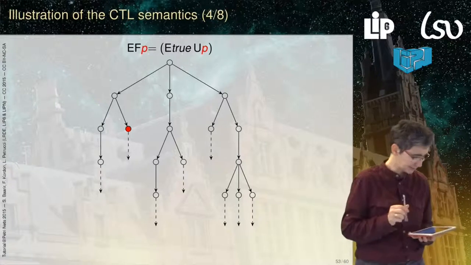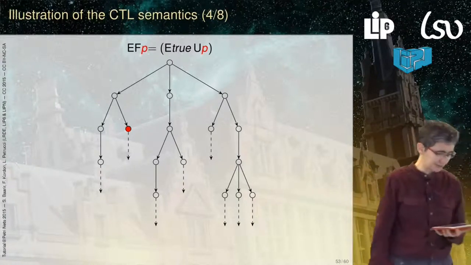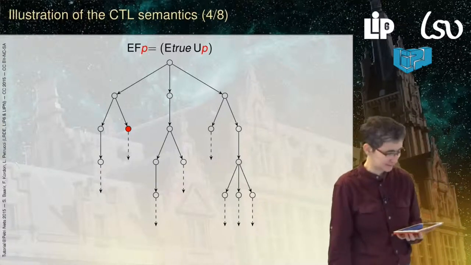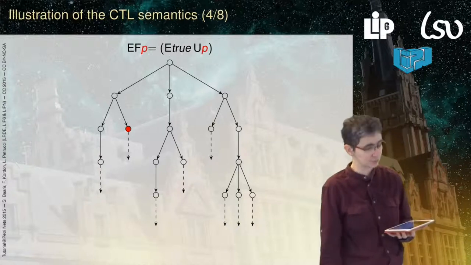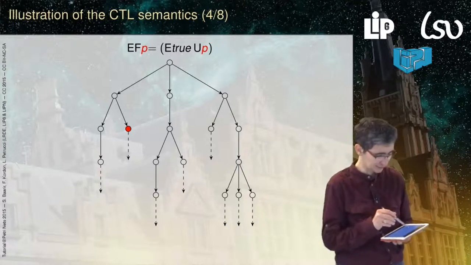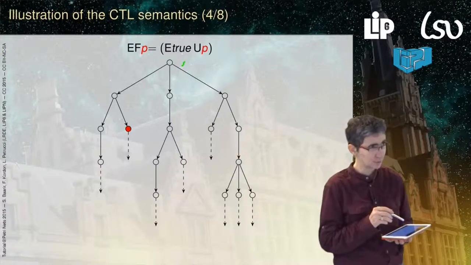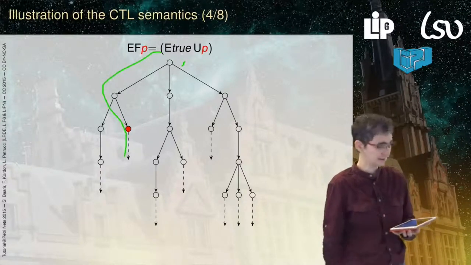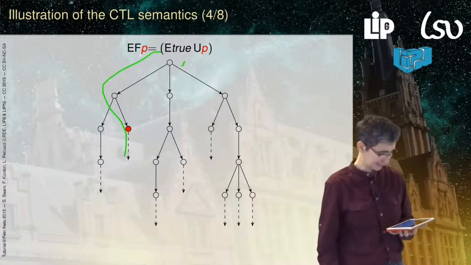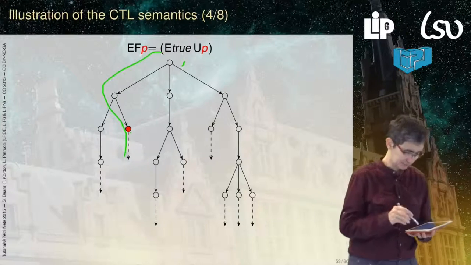Here is another formula, EFP. So EFP is the same as exists in the future P. So it's the same as exists true until P. So I start from the initial state, and I want to find a path where in the future I will have P. And you can see that this path satisfies this formula. So there exists in the future a state satisfying P.